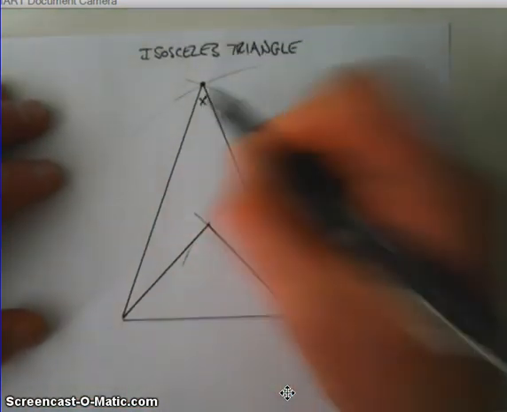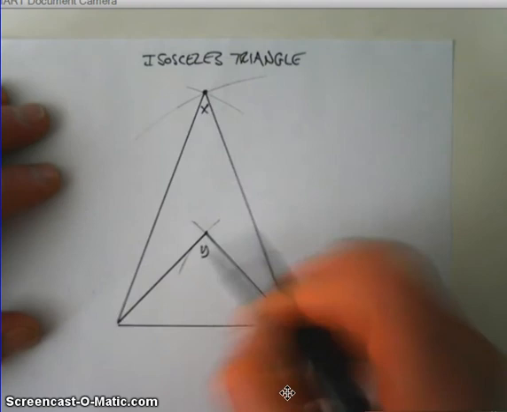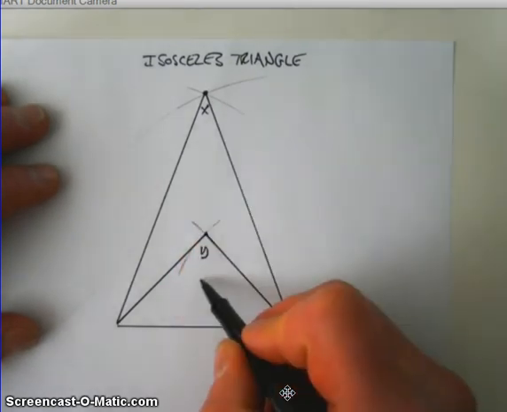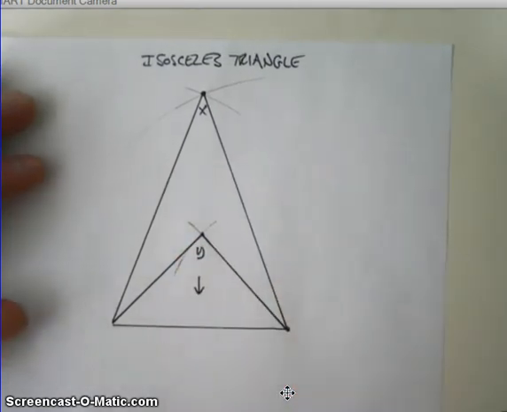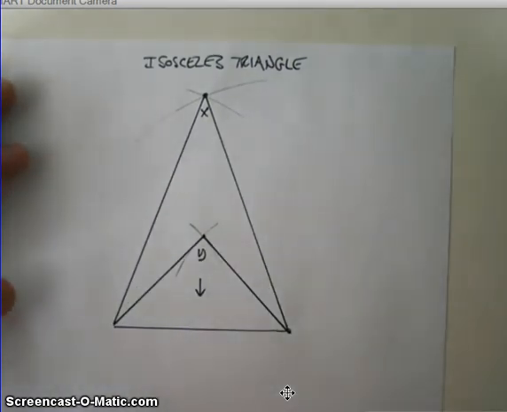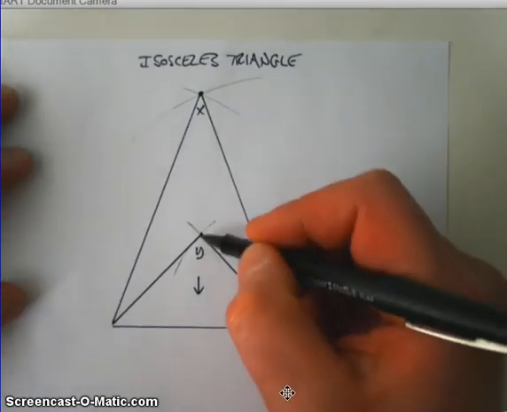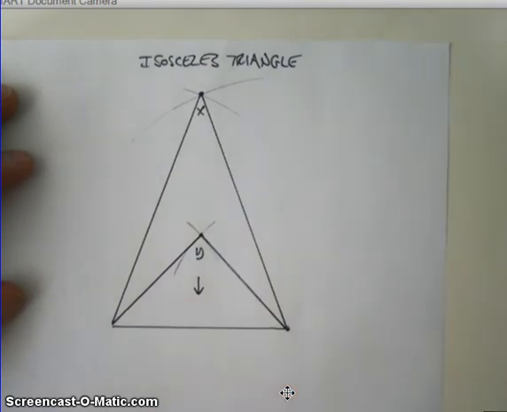So the angle up here, x, is much smaller than y. So as you shorten the distance on the compass, this point's going to drop further and further down, making this angle bigger and bigger. So if you needed an obtuse triangle, you would want to drop this point down even further.